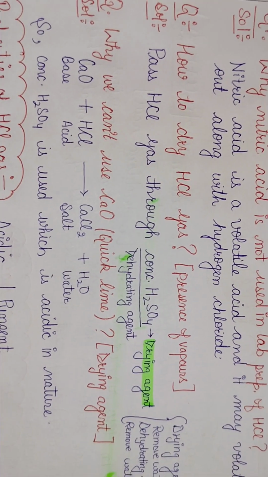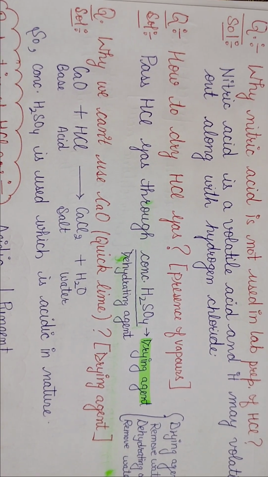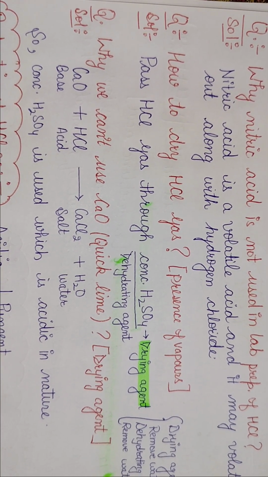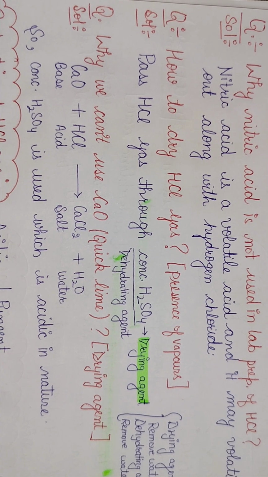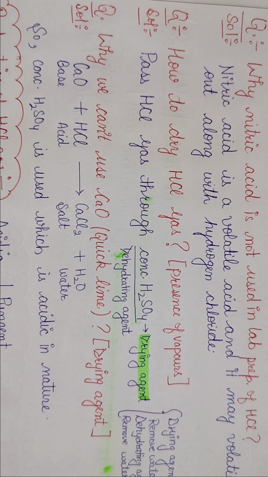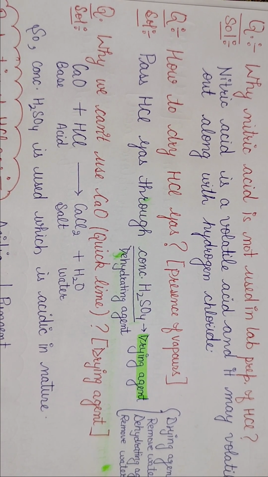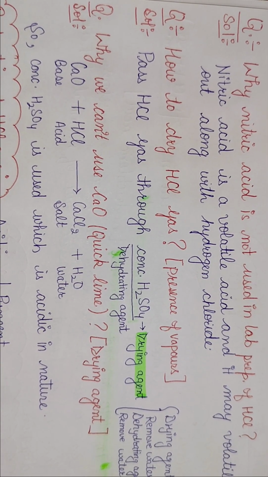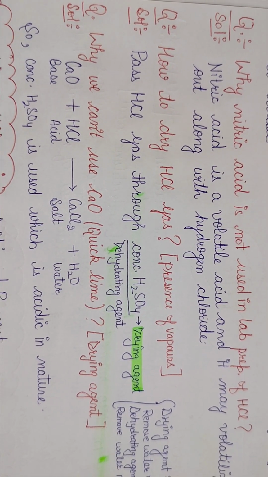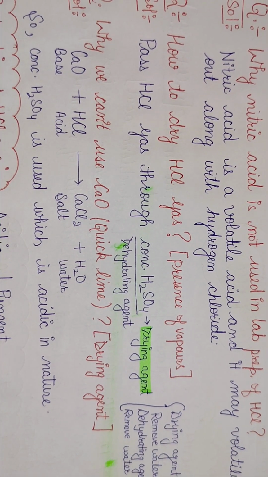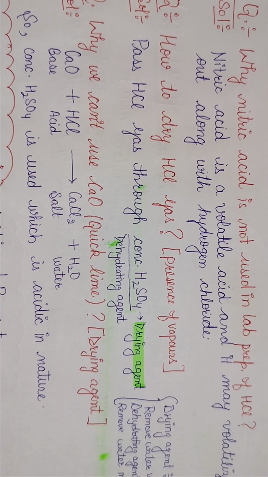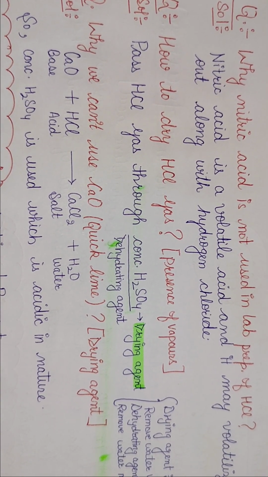Then the next question arises: why can we not use quicklime as a drying agent? We all know that quicklime is also a good drying agent. Then why are we not using it? The reason is that quicklime is a base, and we all know the neutralization reaction. When a base and an acid react, they form salt and water, and it is not going to dry the HCl gas. Instead of that, it will lead to the formation of salt. So H2SO4 is used, which is acidic in nature and is not going to form salt.